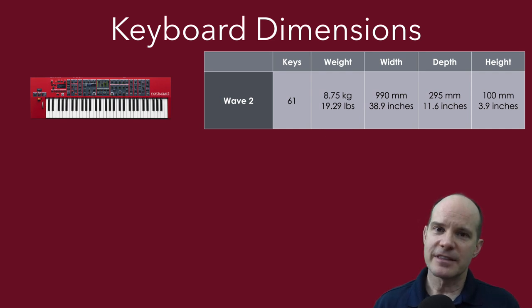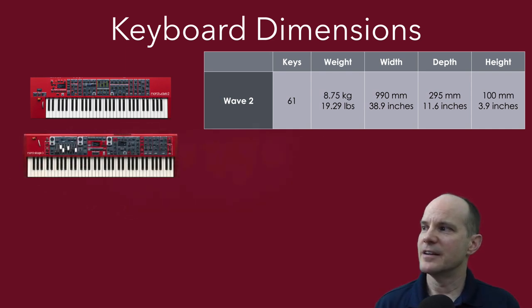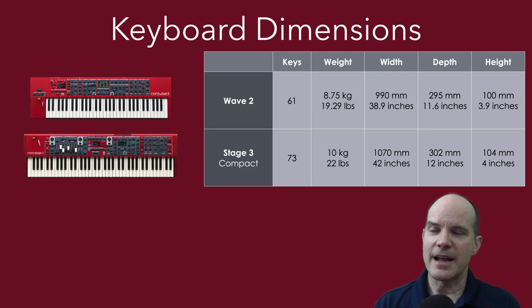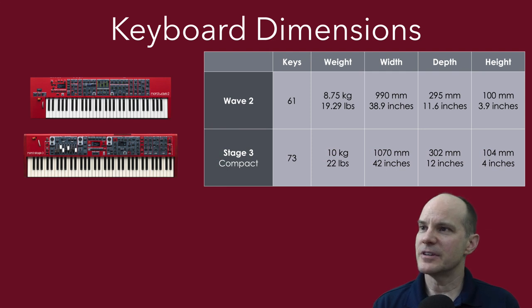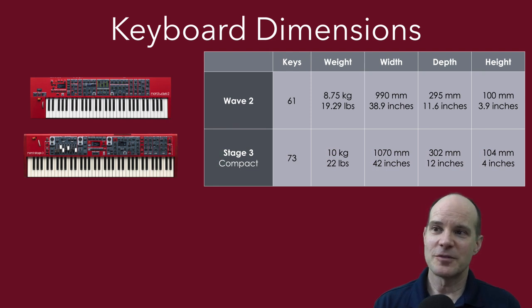All right, now let's look at this. This is the big surprise here. The Stage 3 Compact is roughly the same weight, just a little bit heavier. In fact, just, what is it? Just under 2 pounds heavier. It's roughly the same width, 40 inches versus 42 inches. It's roughly the same depth, 295 versus 302 millimeters, or 11.6 versus 12 inches.